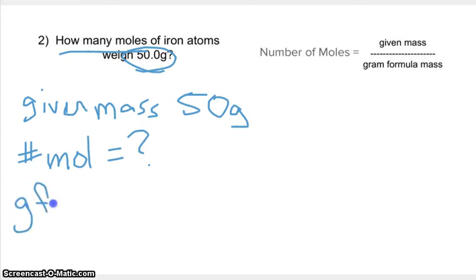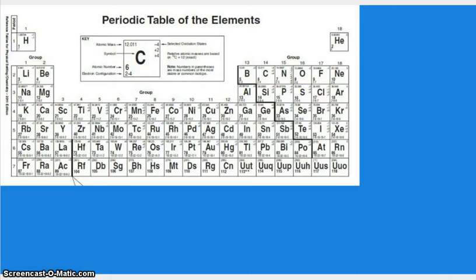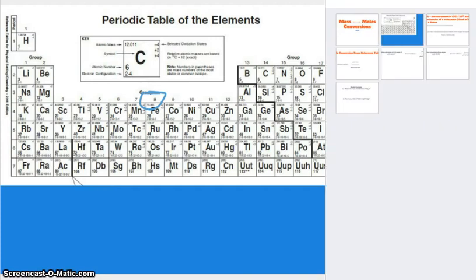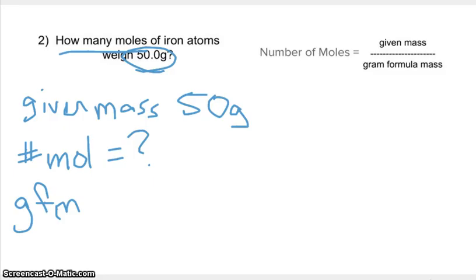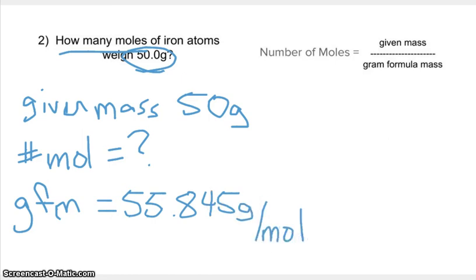So I should also have a GFM that I need to find. In this case, I'm dealing with iron atoms, so it's just an element. Again, I don't have to worry about adding a whole bunch of stuff up. I just need to go back to my periodic table, find iron, which is right here, and get its mass. So I have a GFM for iron of 55.845 grams per mole. So I have all the information I need to be able to solve this.